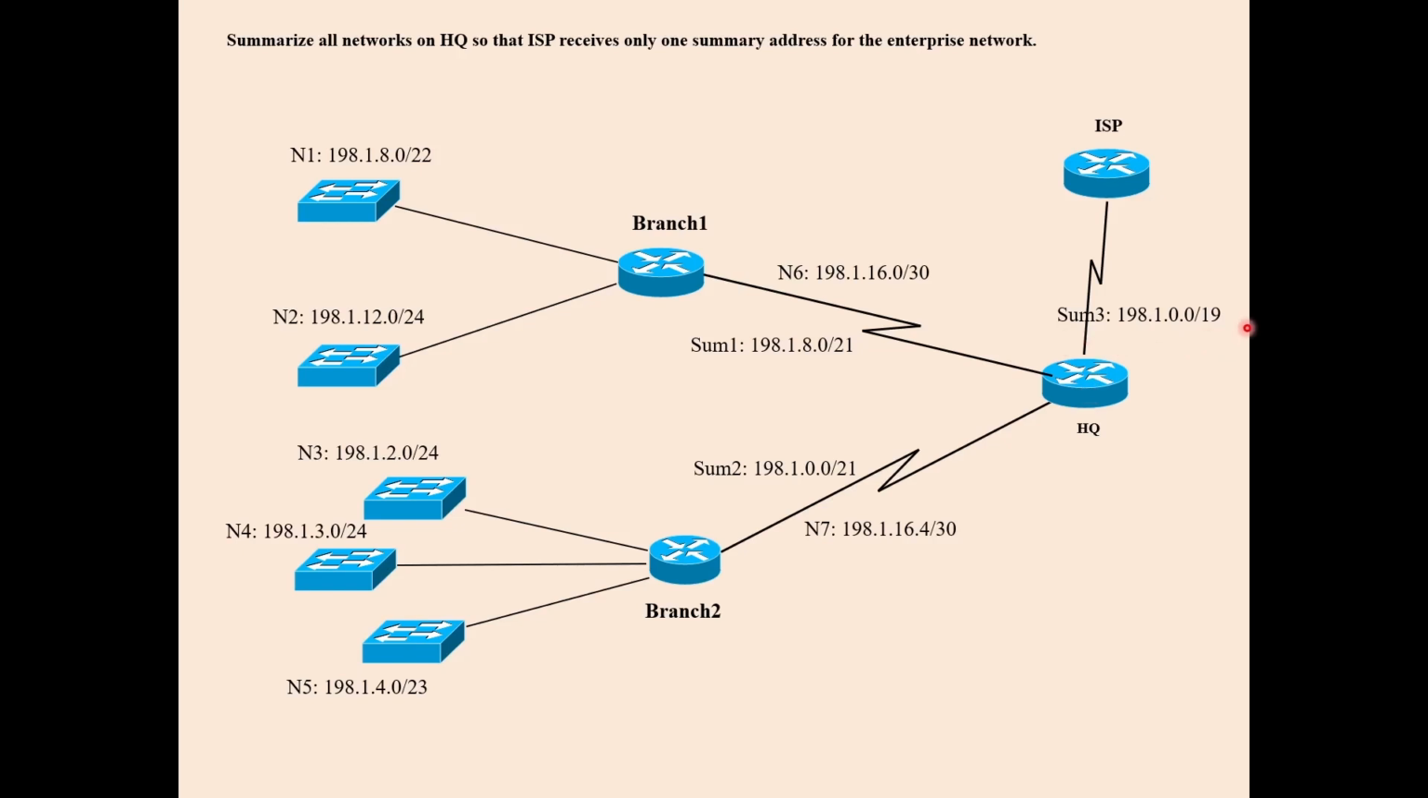This is the single summary HQ will send to the ISP that covers the entire enterprise network IP range, 198.1.0.0/19.